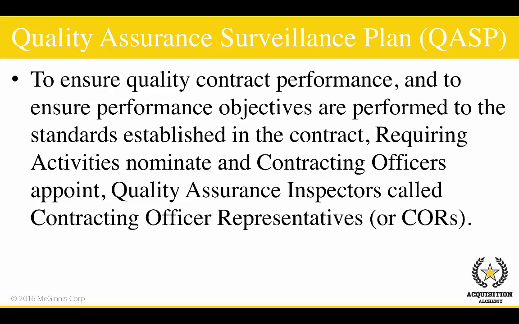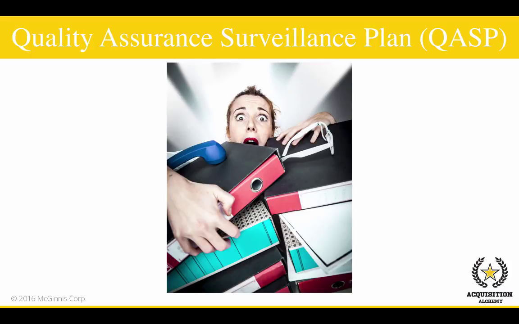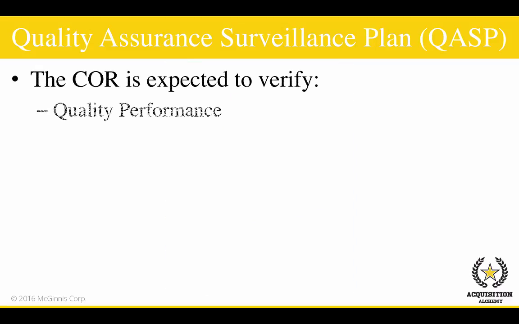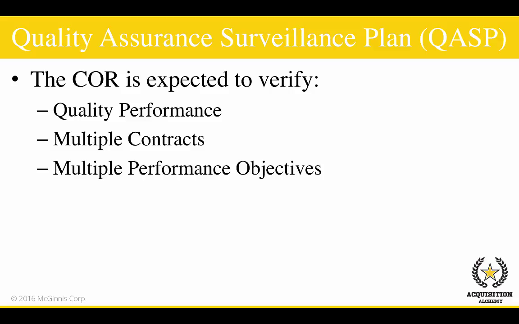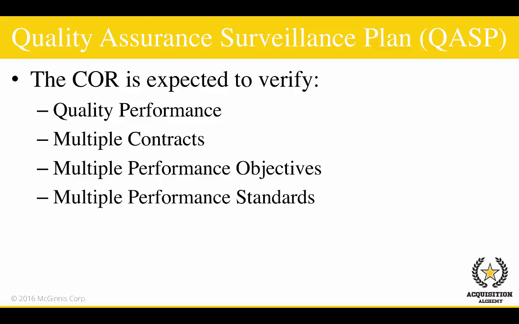To ensure quality contract performance and to ensure performance objectives are performed to the standards established in the contract, requiring activities nominate and contracting officers appoint quality assurance inspectors called contracting officer representatives, or CORs. CORs have a challenging job because there's normally only one primary COR per contract, and that COR is usually responsible for monitoring multiple contracts. If the COR is expected to verify quality performance on multiple contracts with multiple performance objectives and with multiple performance standards, they will need a plan.